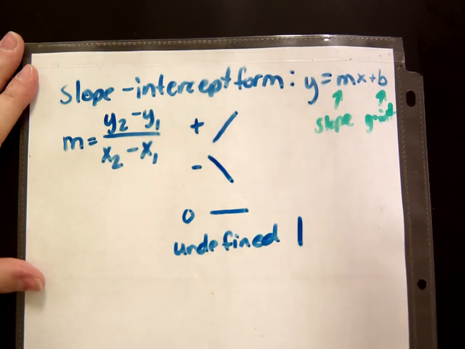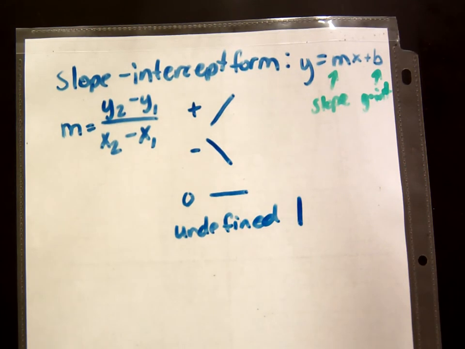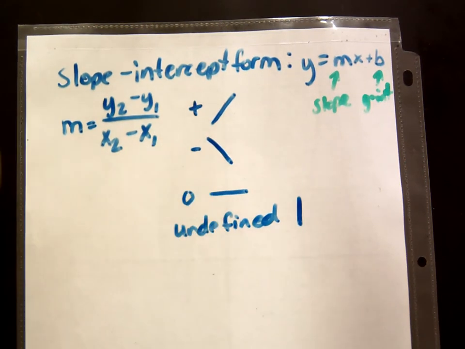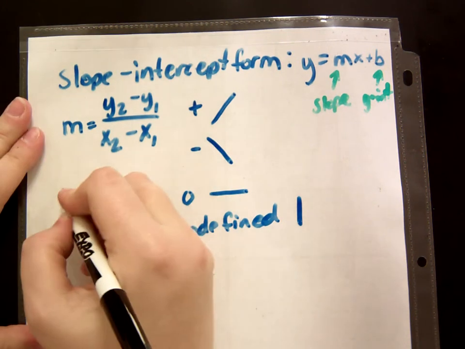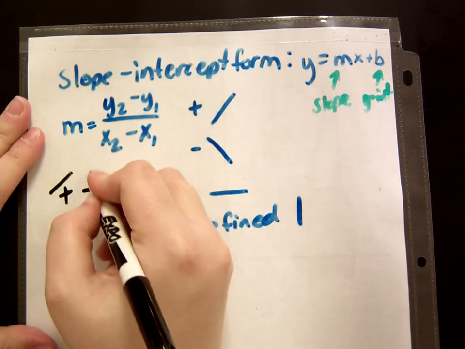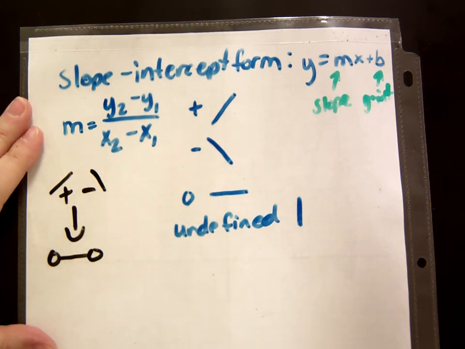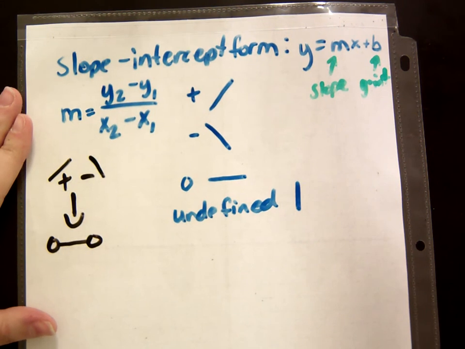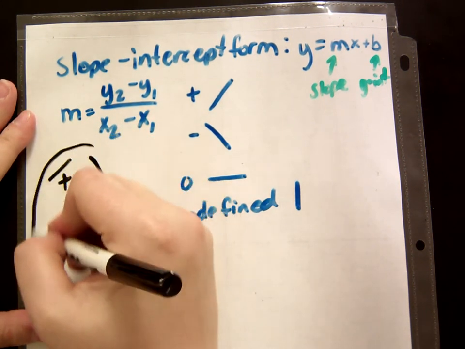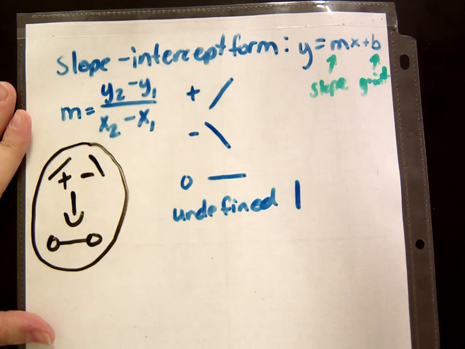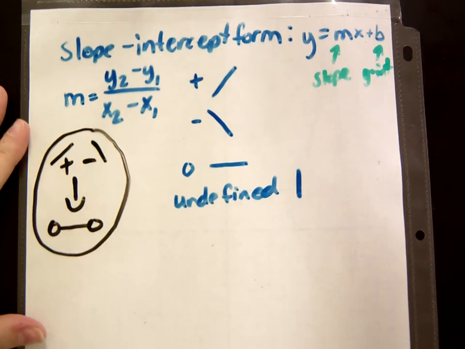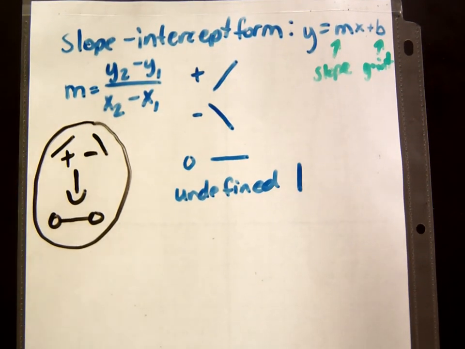And if it helps you remember, I'm going to show you slope face. Alright, so positive, negative, undefined, and zero. Slope face. Kind of looks a little bit sad, but it's a useful tool to remember. So those are the 4 types of slope you might see with this type of equation.